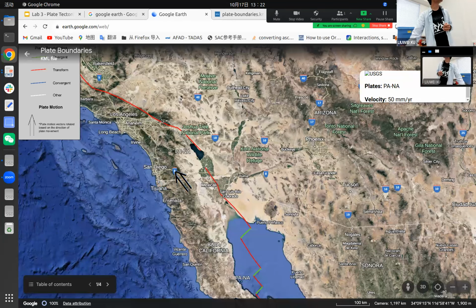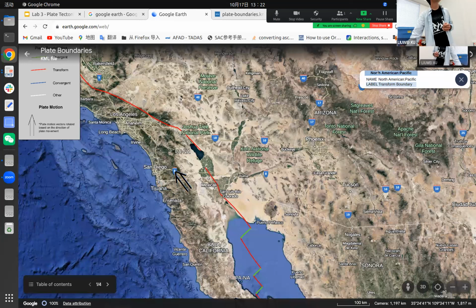And if you click the boundary itself, for example, the red line here, on the top right, it will give you the names of the plates on two sides. So near Los Angeles, this boundary has the North American plate on the east side and the Pacific plate on the west side.